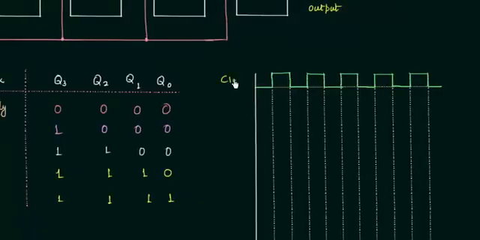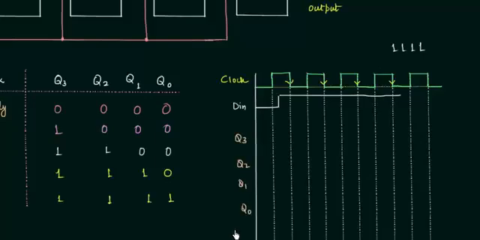This is my clock. This is the first falling edge, second, third, and fourth, and D in was my data input. Initially it was low, then we have high throughout because it was equal to 1 1 1 1. For the first clock pulse it is high, then again high, then high, and finally we have our MSB. Now we will find out the outputs: Q3, Q2, Q1, and Q0. They were initially 0, so I will make them low.